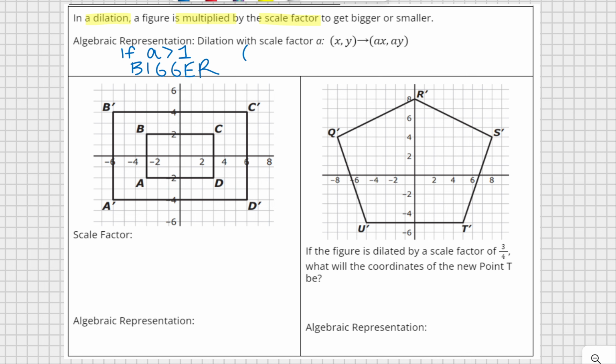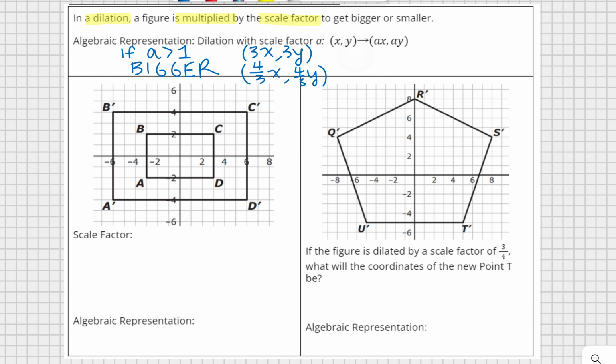Examples of this would be a scale factor of 3, so 3 times the x value and 3 times the y value would make everything bigger. Or something like 4/3 times x and 4/3 times y. A scale factor of 4/3 also makes the figure bigger because 4/3 is bigger than 1, right? It's 1 and 1/3.